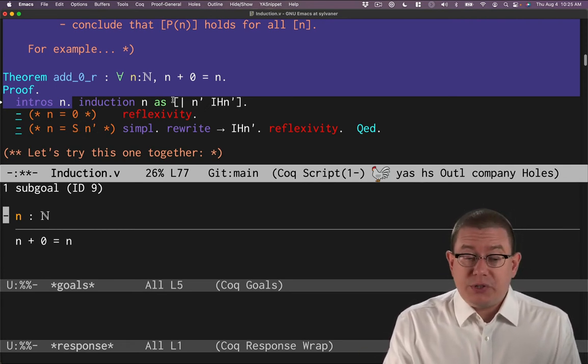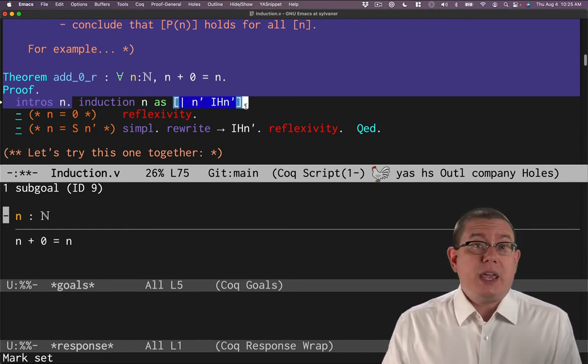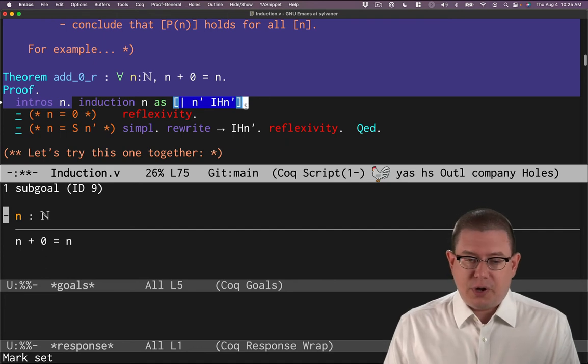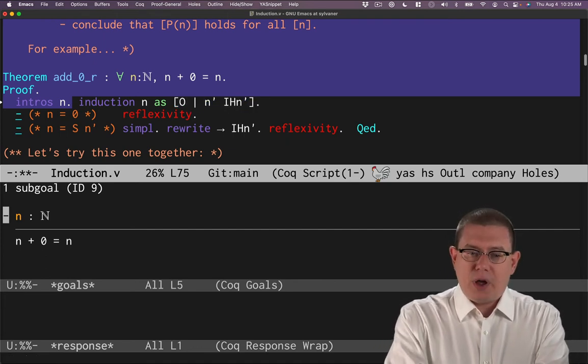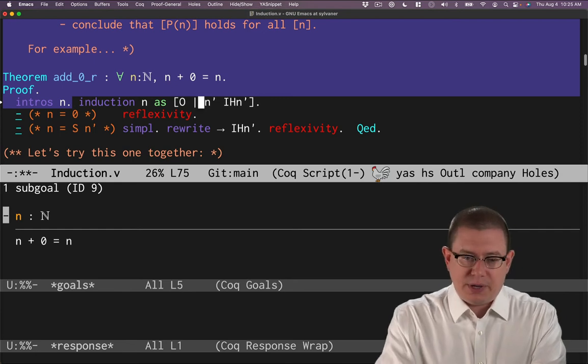And the syntax will look much the same. We're saying, let's do induction on n. And we have an intros pattern here, just like we did for destruct. And you can think of this here as we're writing down the case here for O and the case here for S, but we just don't write the constructor names.